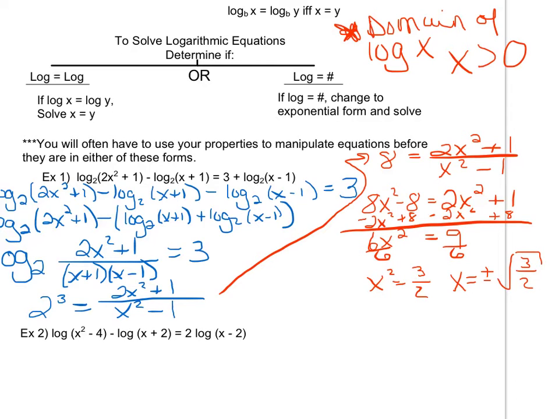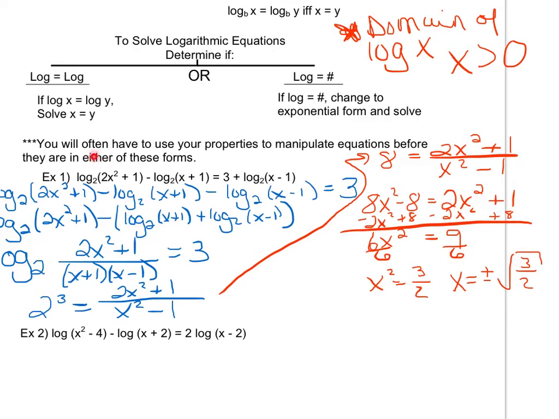So if I check to see if this works, all I'm going to do is take the positive square root of 3 over 2 and check, is 2 times the positive square root of 3 over 2 squared plus 1 greater than 0? And it is, so that checks. Is the positive square root of 3 over 2 plus 1 greater than 0? Yep. Is the square root of 3 over 2 minus 1 greater than 0? I can check that with my calculator, and it is. So then now I'm going to do that same thing with the negative square root of 3 over 2.